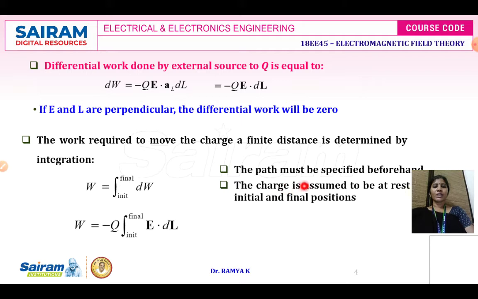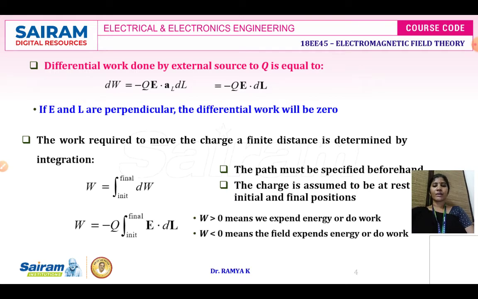The path must be specified beforehand. The charge is assumed to be at rest at its initial and final position. These are all the assumptions that we have made. After identifying the work done, if you are getting the work done greater than 0, then it means that we expend energy to do work. Suppose if your W is less than 0, it means that the field expends energy to do work.